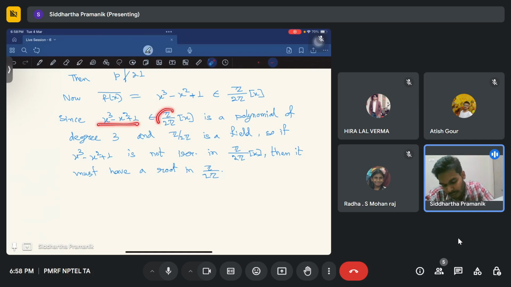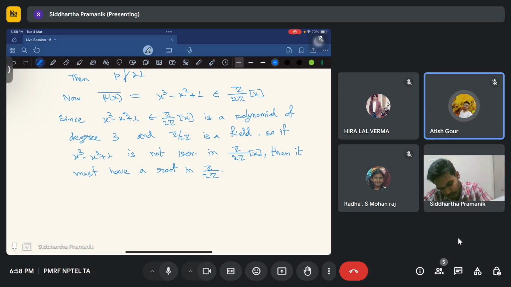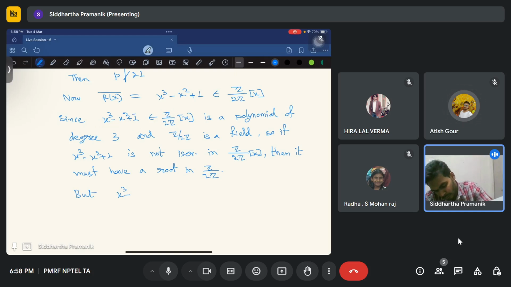Z mod 2Z has only two elements, right? So for roots you have only two choices. If you plug in 0, it is 1, so this is not a root. No root. Yeah, but here x cube would be 1 bar. x cube minus x square plus 1 bar has no root in Z mod 2Z. So it is irreducible in Z mod 2Z of x.